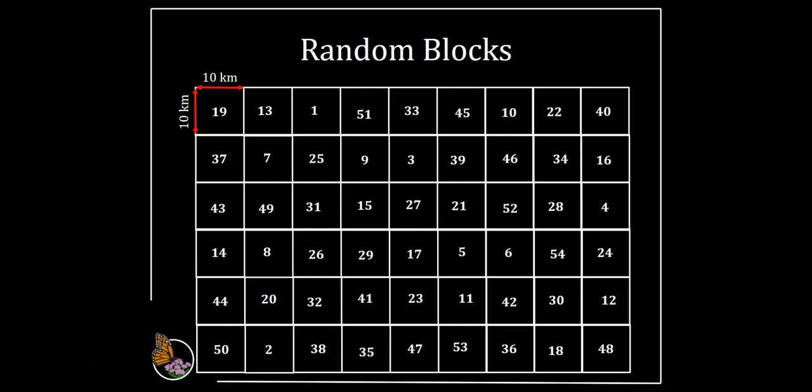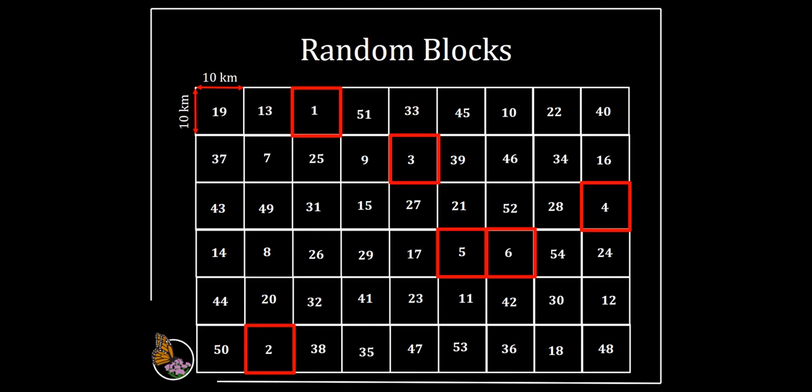Then, the lowest numbered Monarch blocks were selected as priority monitoring areas. In this example, blocks 1 through 6 are selected. See how they're relatively spread out? It's okay that some touch each other, like 5 and 6. This is part of the random chance.